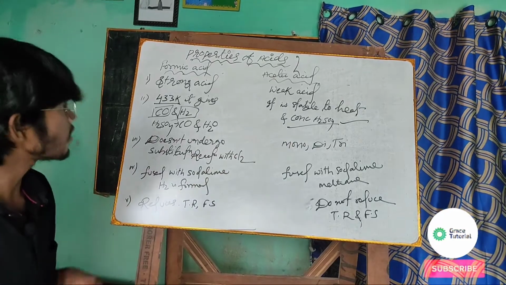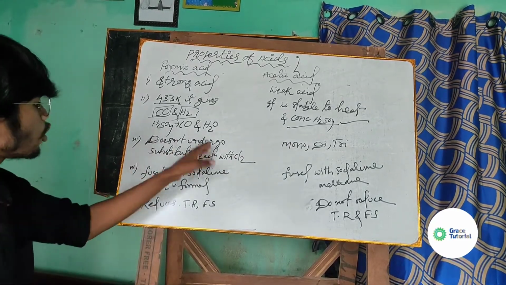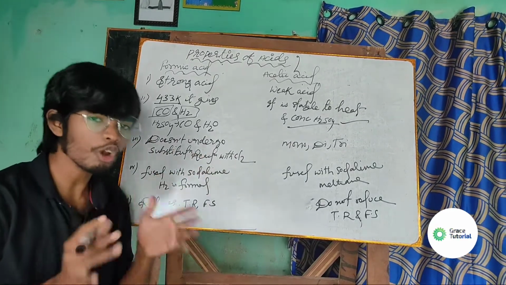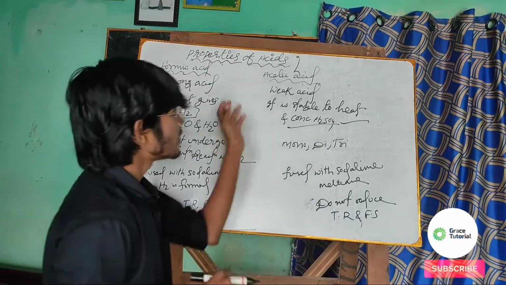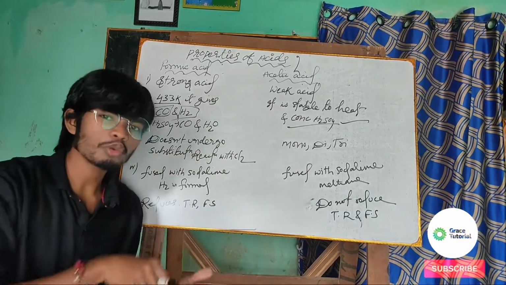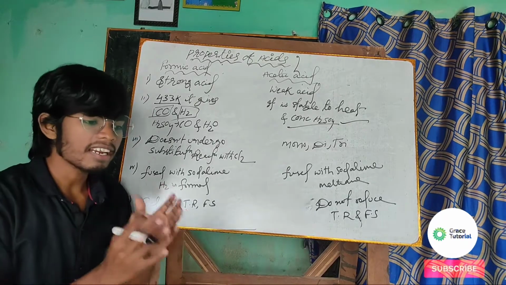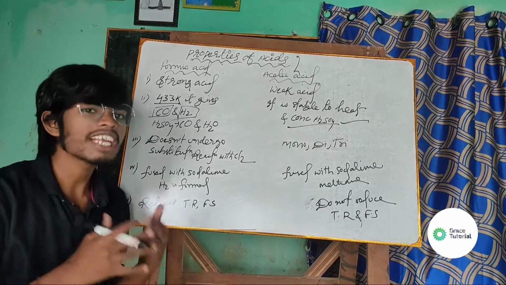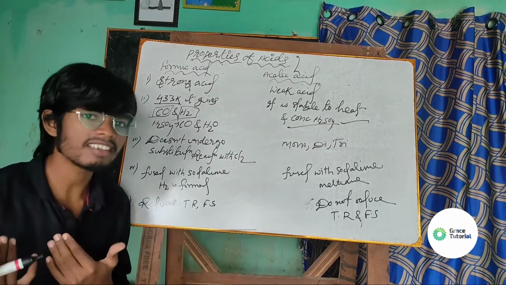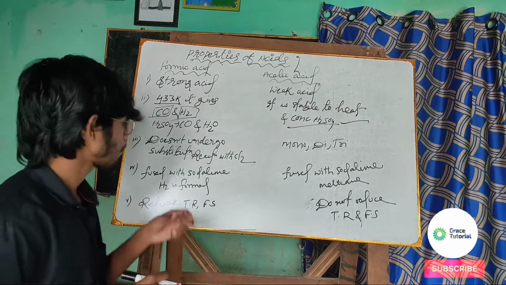The third difference is that formic acid does not undergo the substitution reaction with chlorine. On the other hand, acetic acid undergoes the substitution reaction with chlorine, and it gives the mono, di, and trichloroacetic acids, which we had already discussed previously.